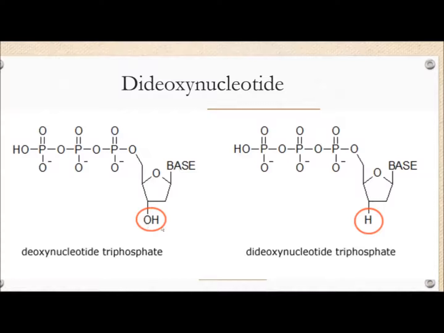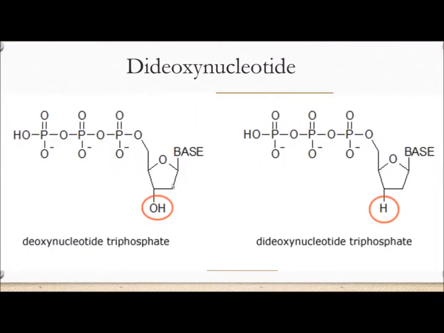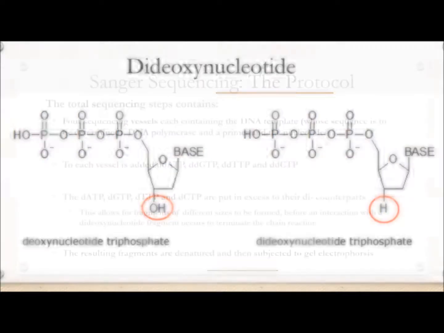deoxygenate this OH group and you have a hydrogen, remember, this is where you had the OH group in ribonucleic acid and you replace it with a hydrogen. When you take away the other O from the OH group and replace it with a hydrogen, then you have 2',3'-dideoxynucleotide triphosphate. And it is this molecule which terminates the chain in Sanger sequencing.